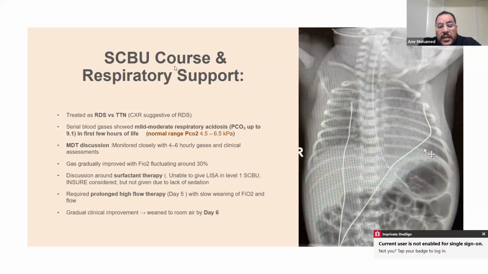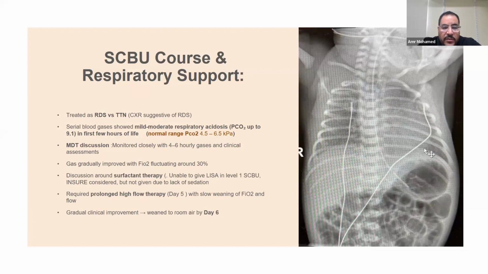But being, again, in a level 1 special care baby unit, we were unable to give LISA, which is a less invasive surfactant administration technique. It's also used in tertiary levels. We also thought about the INSURE technique, which is intubation, surfactant administration, and then extubation. But again, because of the level 1 special care baby unit, we couldn't do that.